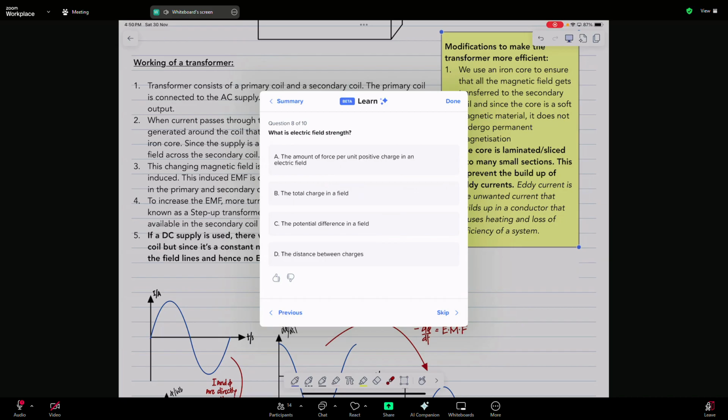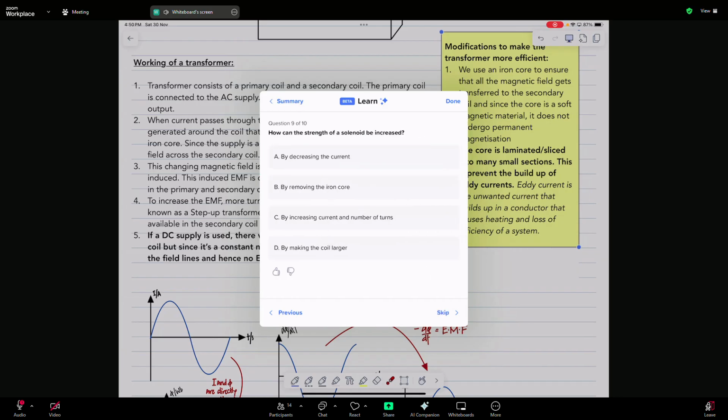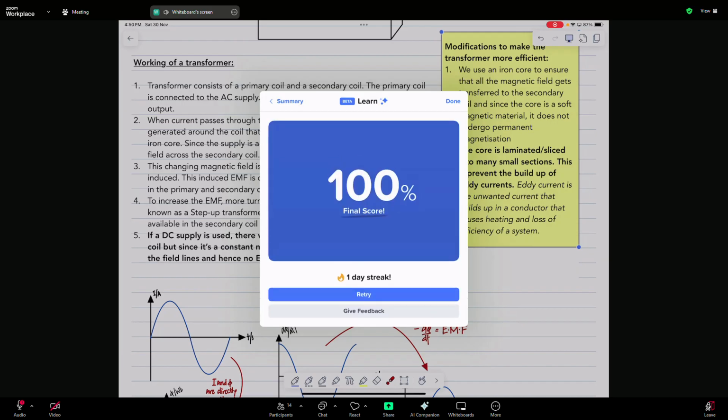What is electric field strength? Yeah. তারপর হচ্ছে, how can the strength of a solenoid be increased? See, right. What is temperature a measure of? Yeah, very good.